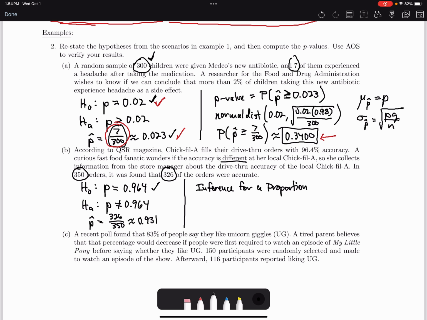But one thing that you do need to write down is the sample size, okay? You'll be asked for the sample size. Sample size in this case is 350, so write down n equals 350. You'll also need to enter in the number of successes, x, right? So write down x equals 326, right? That's the number of successes. And then if you do that, Art of Stat will spit out a p-value for us. So let's see what we get.